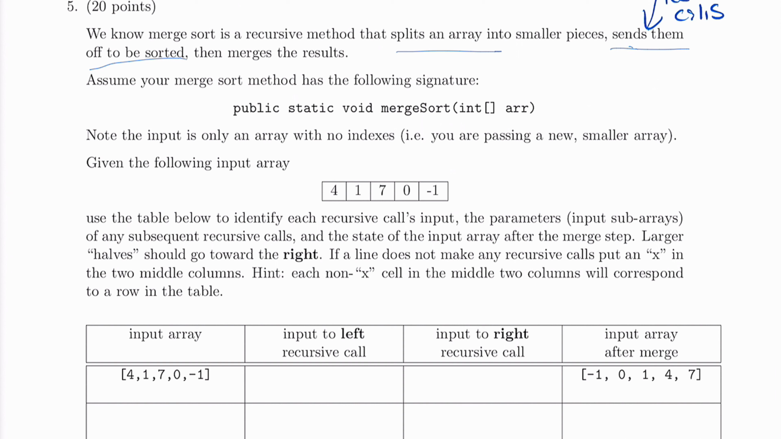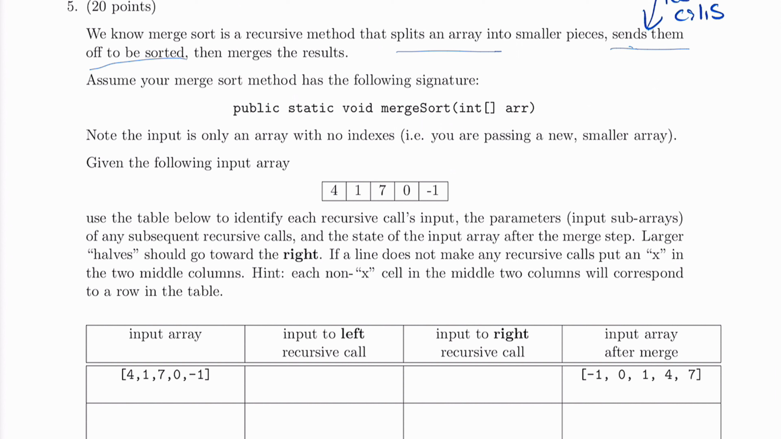So assume that our merge sort method has the following signature. This is telling you that we're using merge sort where it copies arrays, right? We saw there's a different version in the book than the one we saw in class. The one we saw in class takes an array, makes copies of the smaller parts, and sends them off to be sorted. Note that the input is only an array with no indices, right? So this is not exactly the way it was done in the book, but it's the way we did it in class. Okay, so we've now defined the problem.